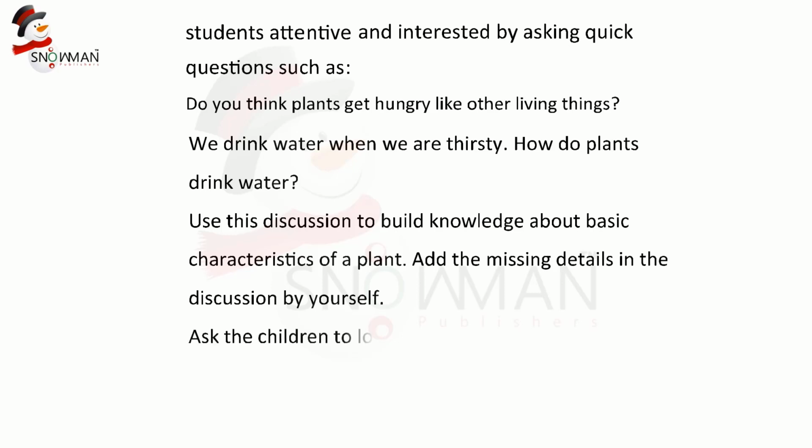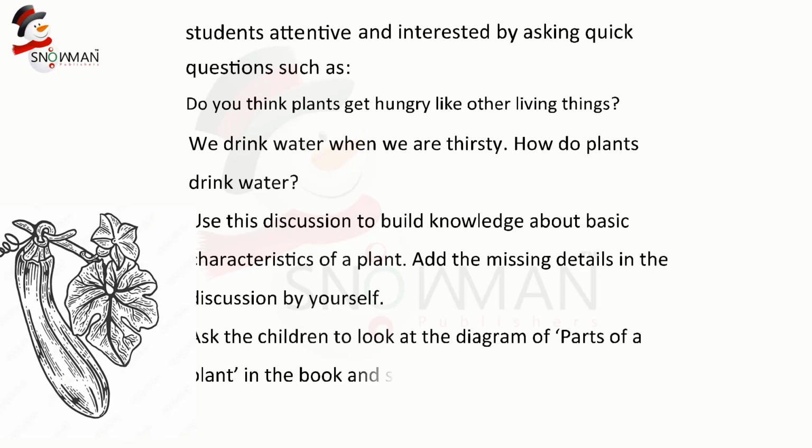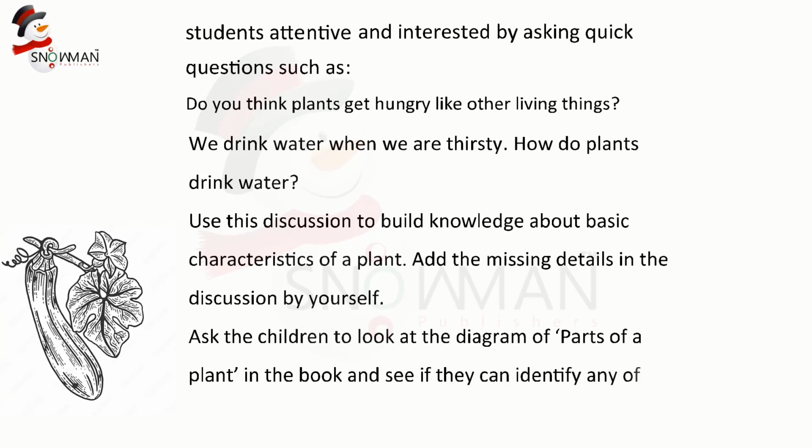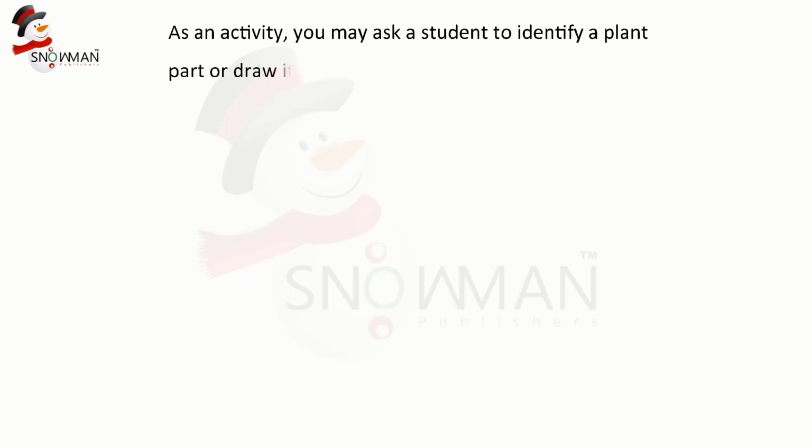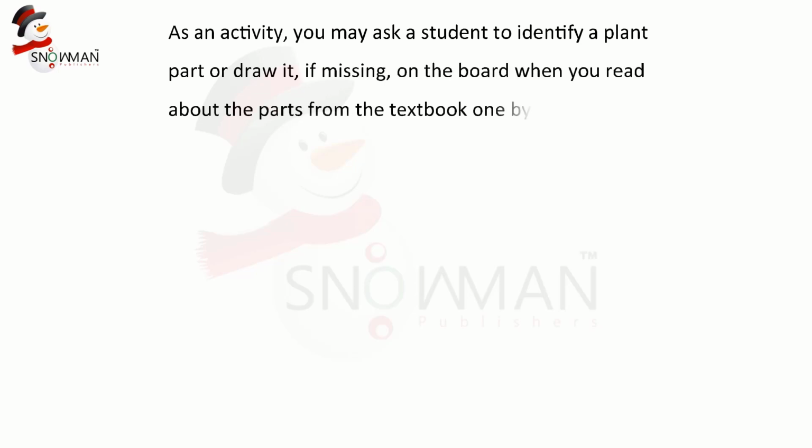Ask the children to look at the diagram of parts of a plant in the book and see if they can identify any of the parts. As an activity, you may ask a student to identify a plant part or draw it, if missing, on the board when you read about the parts from the textbook one by one.